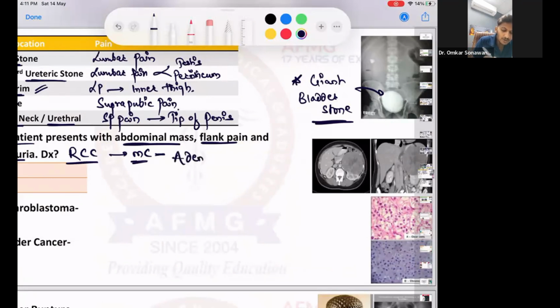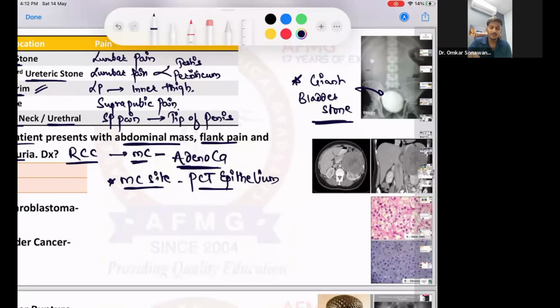Which is the most common site for renal cell cancer? Quickly. Which part of the nephron would be affected most commonly? The most common site for renal cell cancer is the PCT epithelium. No issues with this. Please remember this.